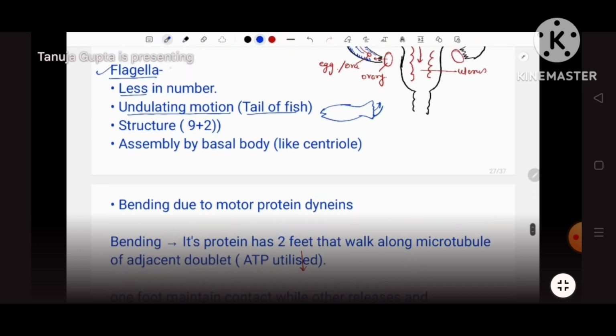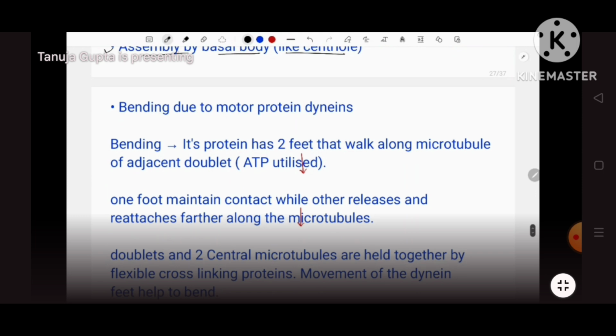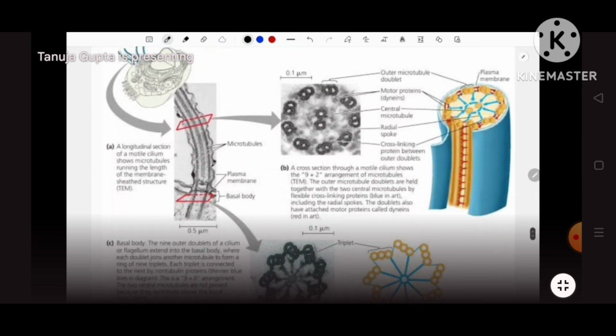So basically its main role is swimming. It helps in swimming, or doing the motions. Its structure is 9+2. I'll let you know about this. What is 9+2? It is assembled by the basal body, like a centriole. That also I'll let you know later on. Let's talk about its structure.